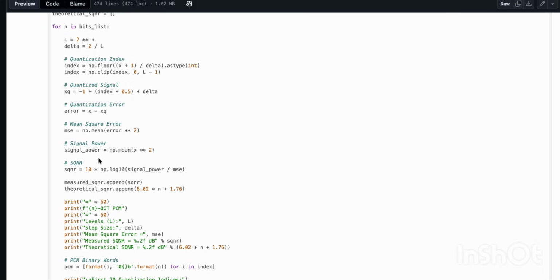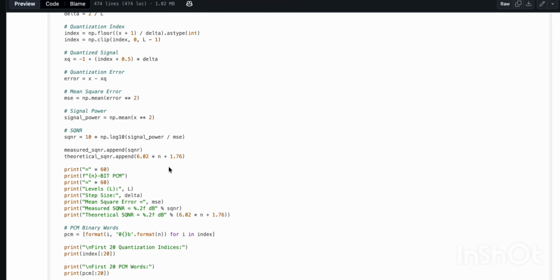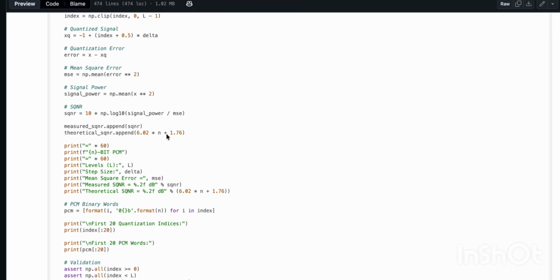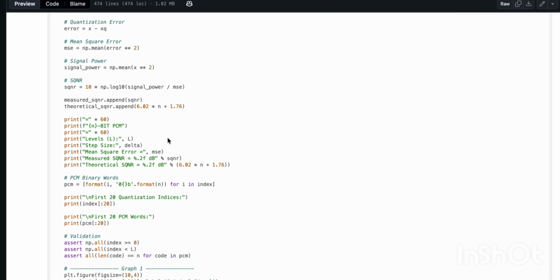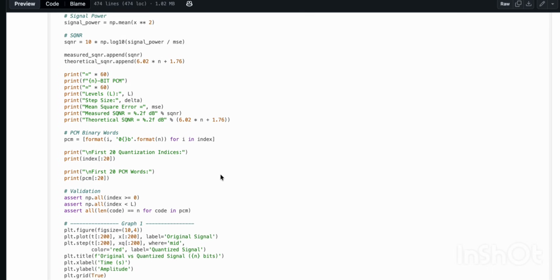This calculates the average power of the original signal. SQNR stands for signal to quantization noise ratio. It compares the signal power with the noise power. A higher SQNR means less quantization noise and better signal quality. This formula gives the theoretical SQNR for an ideal uniform quantizer. It shows that every additional bit increases the SQNR by approximately 6 decibels.